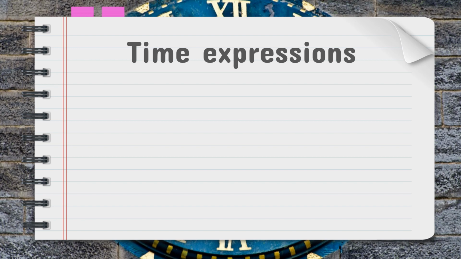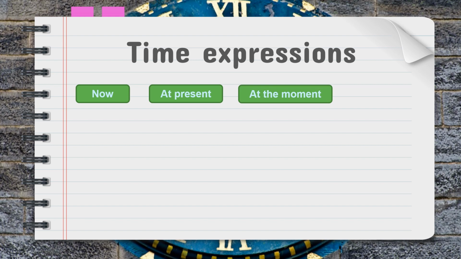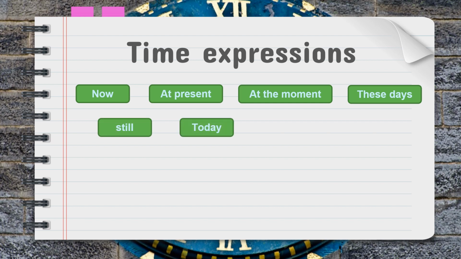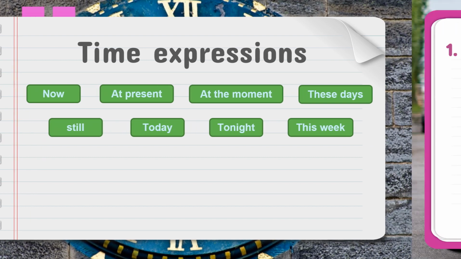Now, let's have a look at some time expressions we use with the present continuous. Number 1, now. Number 2, at present. Number 3, at the moment. Number 4, these days. Number 5, still. Number 6, today. Number 7, tonight. Number 8, this week.